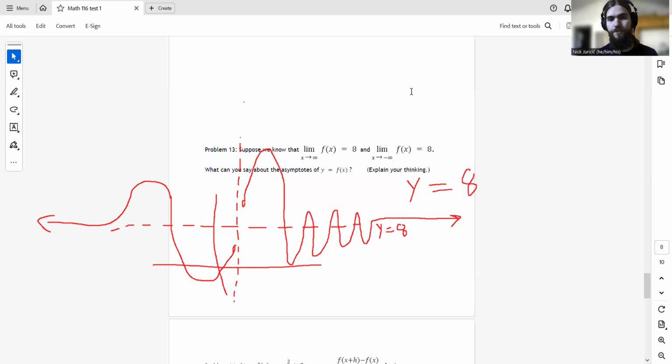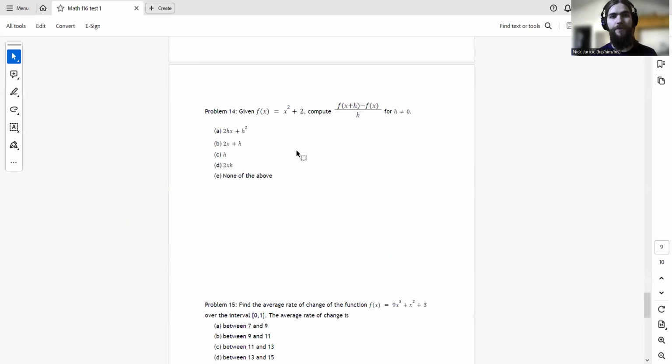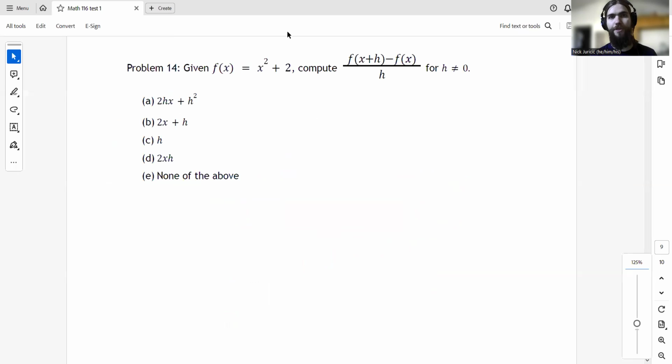And scroll down a little bit. All right, Problem 14. I'm going to zoom in on this. This is a classic problem in intro calculus classes. It says we have a function f of x is x squared plus 2. Compute f of x plus h minus f of x, all over h, for h not equal to 0. If h was 0, it would be 0/0, which is indeterminate. But for h not equal to 0, we can see what this is.